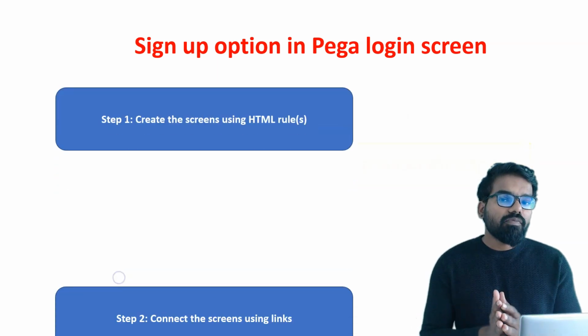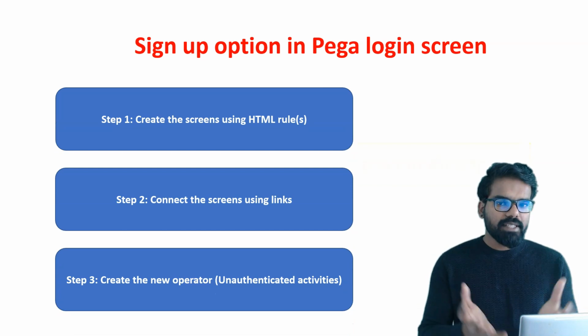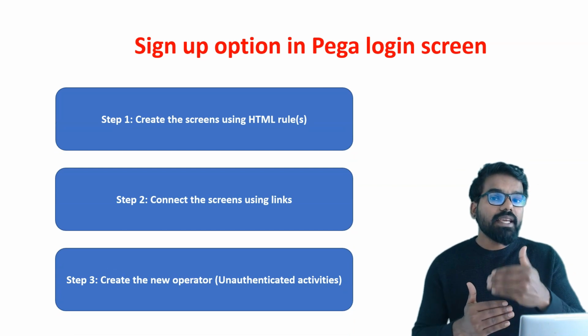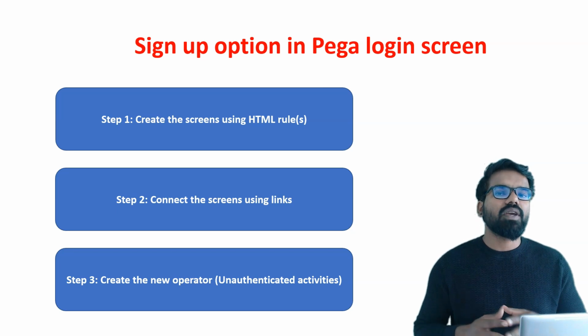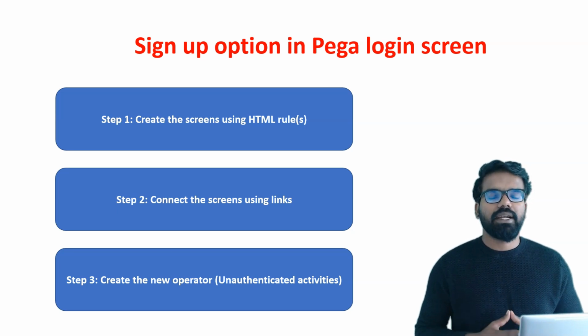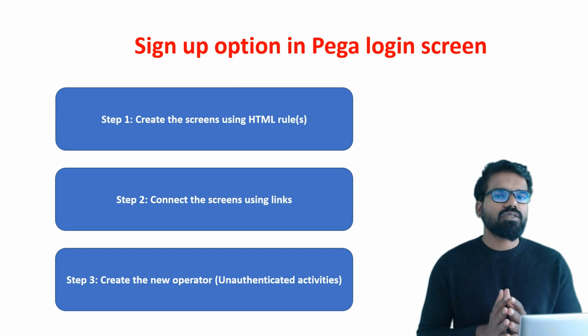I will start with creating the HTML UI screens, and then I will use the links to connect the screens, and finally we will see how we can create the operators using the unauthenticated activities. For this, I also prepared a short prototype. I will walk you through the prototype, how the screens are going to look.